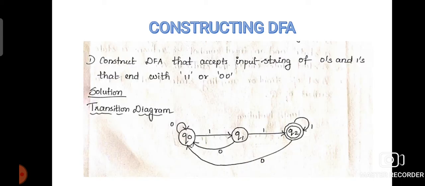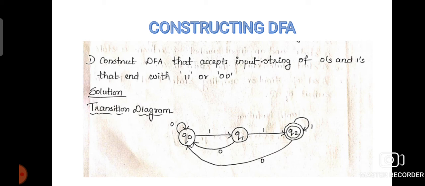Now we can see the example problems for constructing DFA. The first example is: construct a DFA that accepts the input strings of zeros and ones, and the condition is the string should end with 1 1 or 0 0. We can draw the diagram for the first condition, that is the input string has any number of zeros and ones, and the string should end with 1 1.